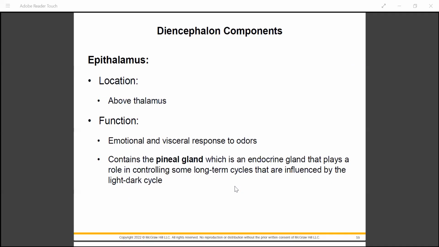The only thing that I'm going to highlight within the epithalamus is this pineal gland. Our pineal gland we'll talk about in the endocrine chapter, chapter 10, but it plays a large role in controlling some of our cycles that are influenced by light and dark, or circadian rhythm. Our pineal gland secretes melatonin, and that hormone is what is intended to make us sleepy. I'm sure you've heard of people that take over-the-counter melatonin in an effort to help them sleep.